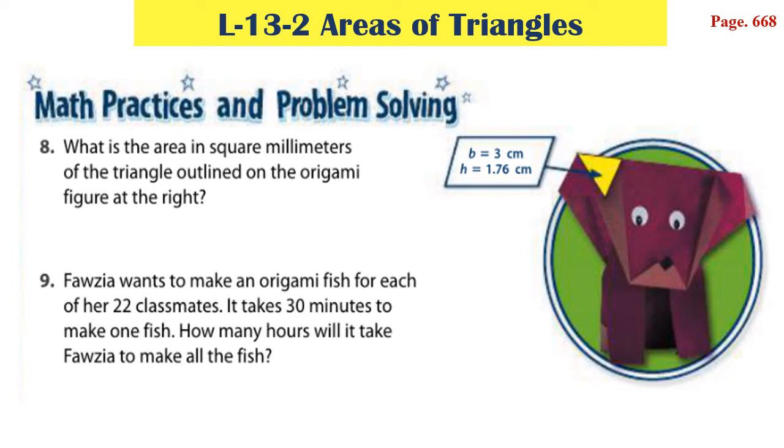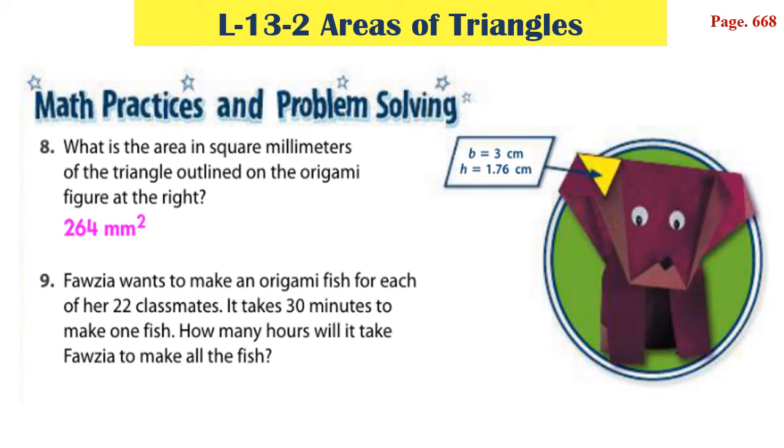What is the area in square millimeters of the triangle outlined on the origami figure at the right? Again, what is the area in square millimeters of the triangle outlined on the origami figure at the right? Very good. 264 square millimeters.